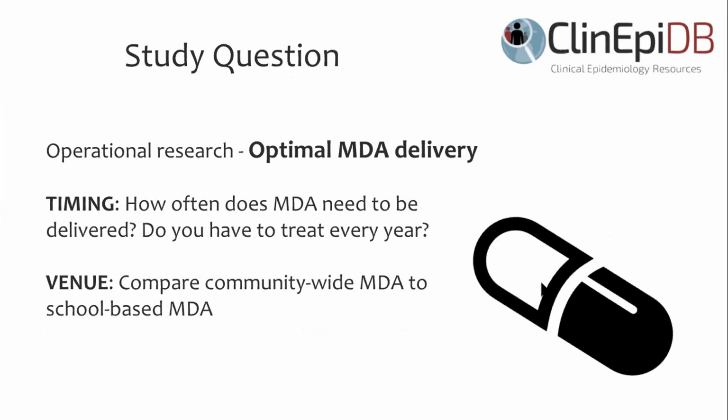The SCORE program conducted operational research, meaning they asked practical questions which would inform policies and programs. And here they were asking a question about what is the best way to deliver MDA. You have a finite supply of the drug. How can you use it most effectively? Specifically, they were asking if MDA should be given every year, or can you give it, say, every alternate year and still get the benefits?